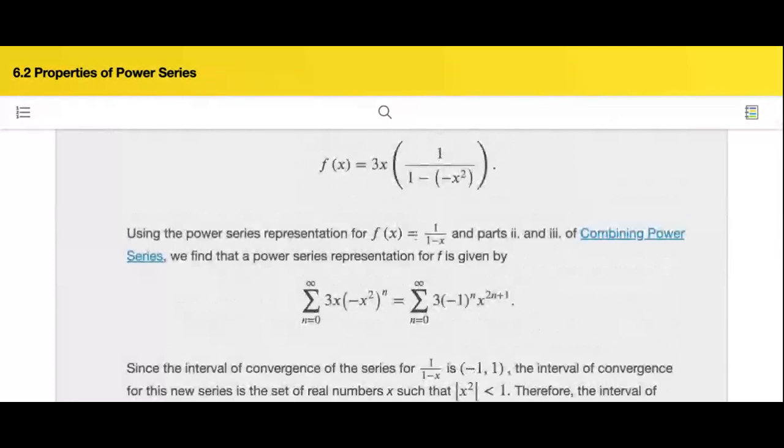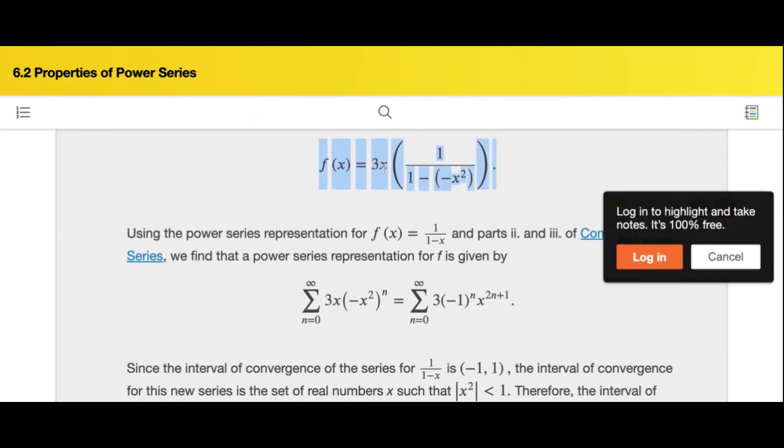Let's see, using the power series representation for 1 over 1 minus x, and parts 2 and 3, combining power series, we find a power series representation for f. The power series for f is given by the sum of 3x times (negative x squared) raised to n, with n starting from 0. Why does n start from 0? Because we want the first term to be 1, since here a equals 1. And we just factor out 3x outside.